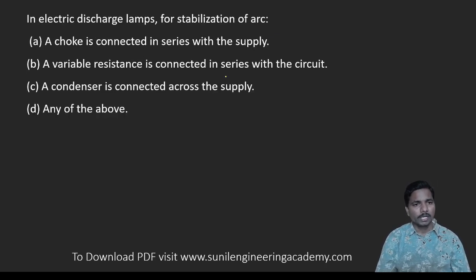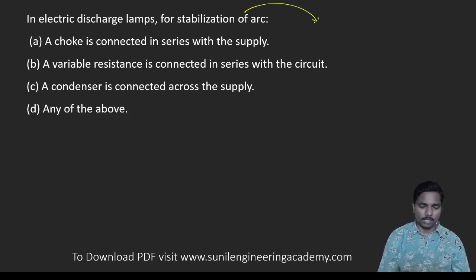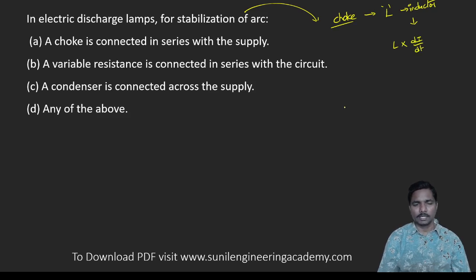In electric discharge lamps, the stabilization of the arc depends upon the choke coil. You know very well the choke is nothing but an inductor. An inductor does not allow sudden changes in current. So if it does not allow sudden changes in current, we can get the stabilization of the arc. The choke is connected in series with the supply.